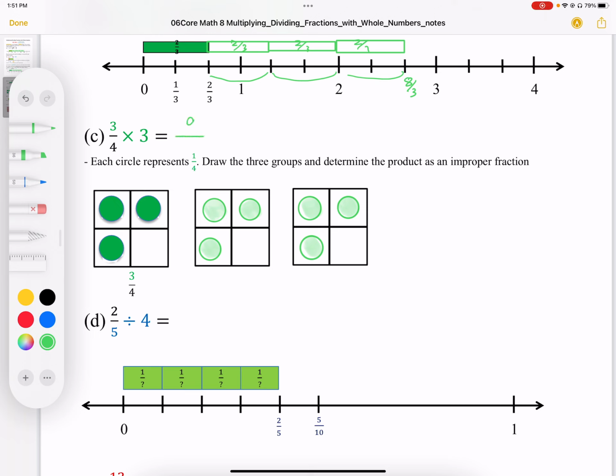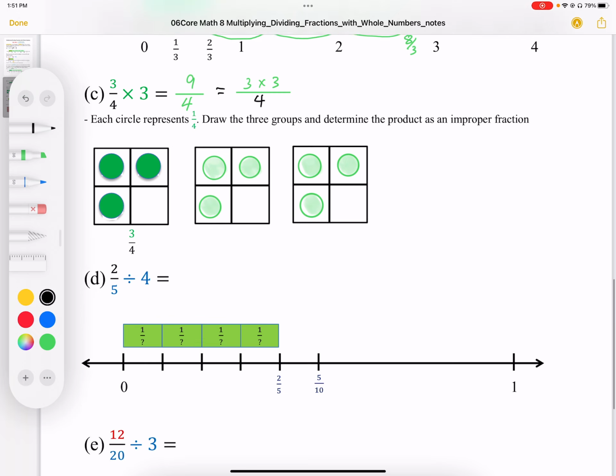So I have 9 pieces, and they are 1/4 big. So I have 9 1/4 pieces. So if I use my times on top, divide on bottom strategy, I have my times 3 just goes to the top. The divide by 4 stays as 4, and that's going to give me my 9/4. Okay, so that is going to be equivalent to, we can group count, but we can rely on our times on top, divide on bottom.